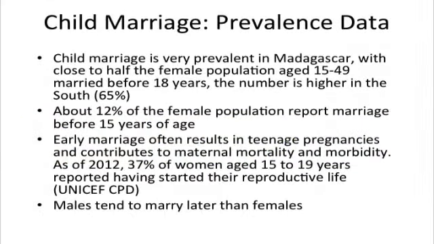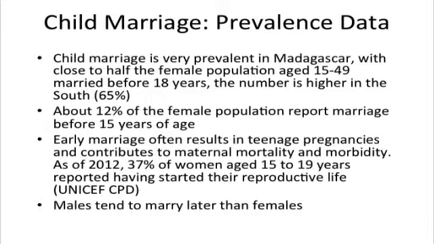So just to give you an example of the prevalence data and the trends, in the case of child marriage, this really gave us a clear sense of the extent or the severity of the issue. Our literature review showed that child marriage is very prevalent in Madagascar, with close to half of the female population married before the age of 18. In terms of trends, the data showed that the number was higher in the south. It's close to 65% of the girls were married before 18.